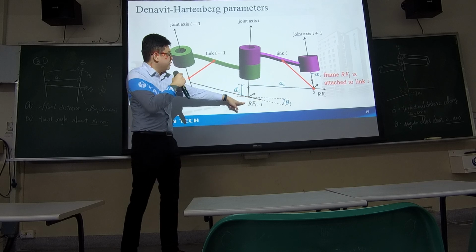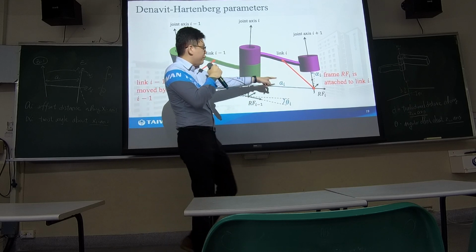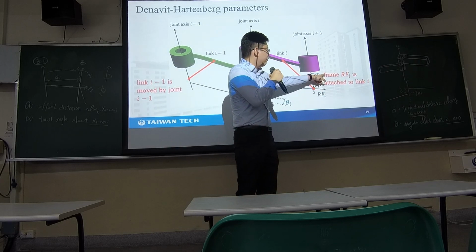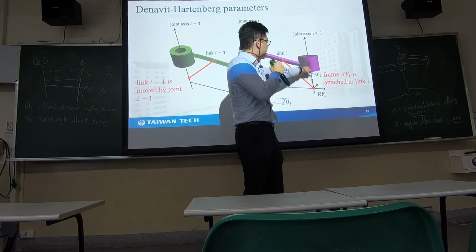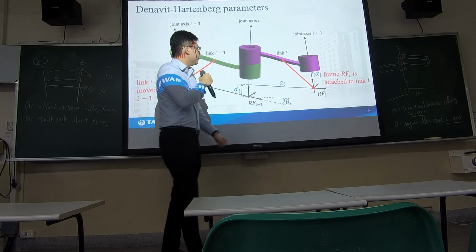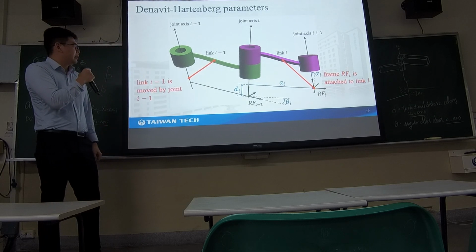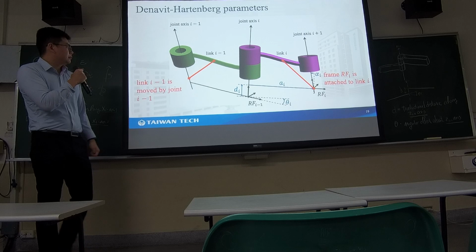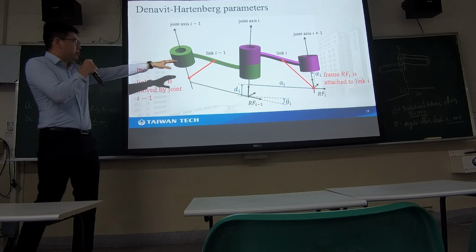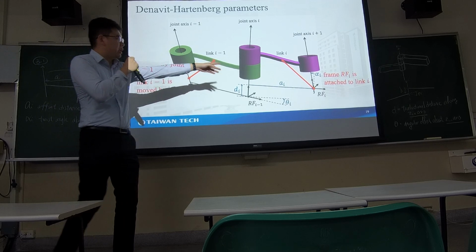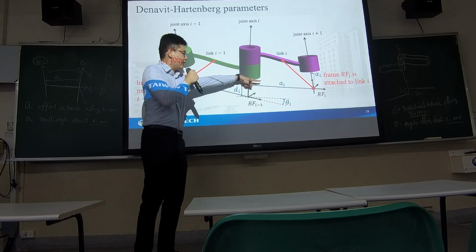And the reference frame of i is here. The reference frame of i is attached to link i. So this is why you need to have one for i minus 1 and another one for i. So this is the direction of xi.